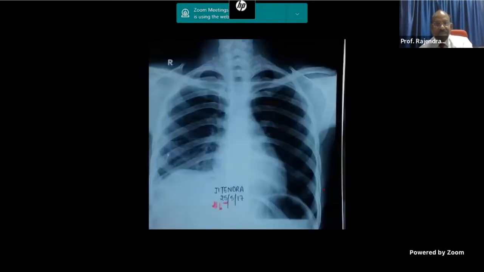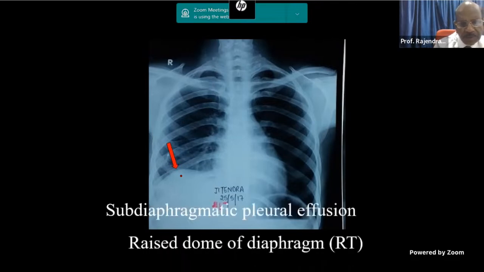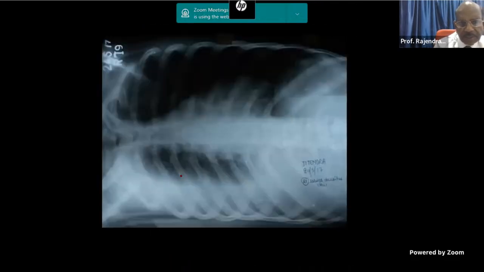And on the right side, the same picture. Believe me, this X-ray report was written as normal, but you find the right dome of the diaphragm is elevated, and there was a lateral shifting of the highest point of the diaphragm, which clearly showed that this may be an example of infrapulmonary effusion. When the right lateral decubitus view was done, you see the fluid has shifted. So it is not a loculated effusion, but some patients of pleural effusion behave like this.